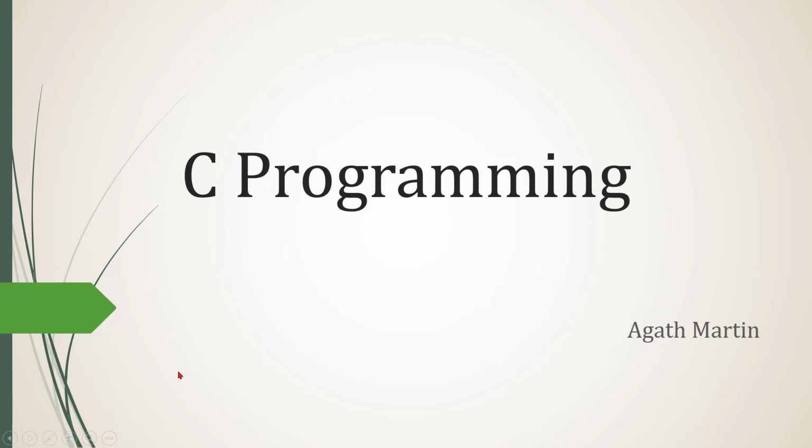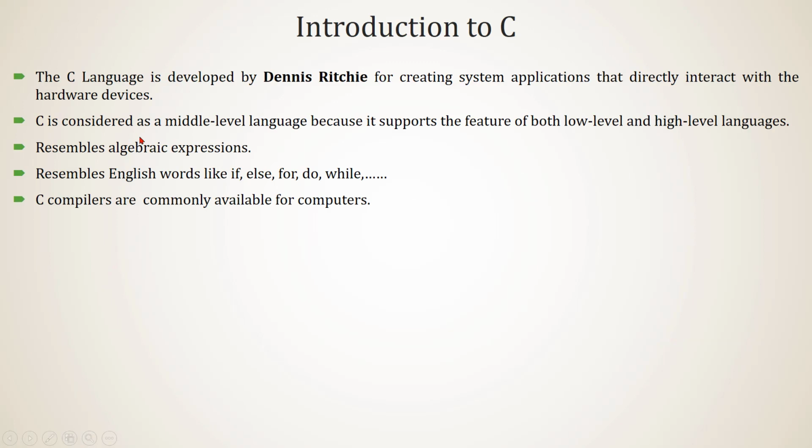So C programming. C is a programming language. We all know what is a computer program, and we all know what is a programming language also. The C language is developed by Dennis Ritchie for creating system applications that directly interact with the hardware devices. So this language is developed by a person called Dennis Ritchie, and the main aim of this C language is to interact with the hardware devices.